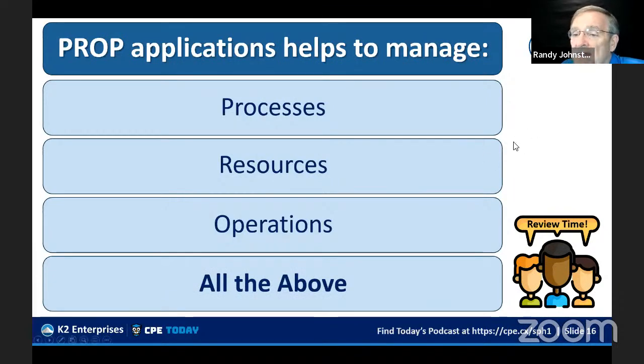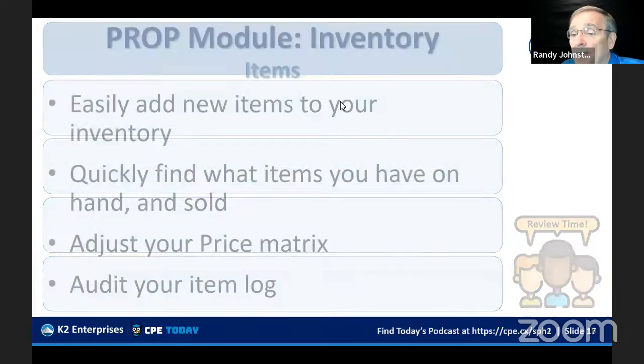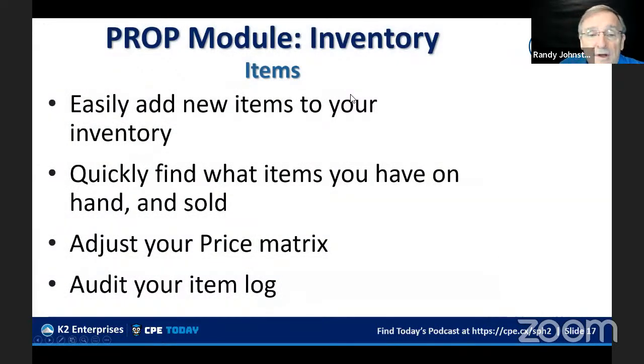So with that being the background, now it's really time to turn our attention towards the capabilities of PROP that are above entry-level accounting. Now, in this case, we're really worried about inventory. It should be easy to find things like adding new items to your inventory, or quickly find items that you have on hand and what's been sold. A little more complex approach is to adjust your price matrices and audit your item log.